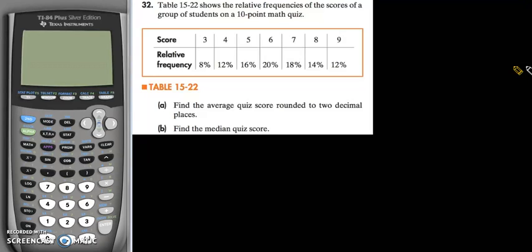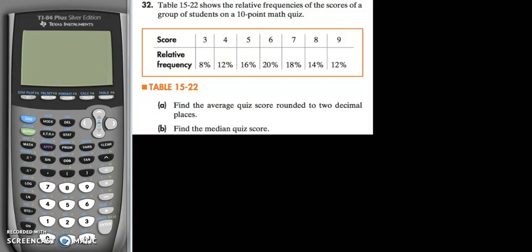Okay, so in 32, they ask us for the same thing, the average and the median. But then here, instead of giving us the individual list of how the scores went, they gave us one of these frequency tables. So we have to stop and think about what our list actually looks like. When this says 8% of people got a 3, 12% of people got a 4, let's imagine that this is 100 people, just because I know that this adds up to 100%, right? So that should be the total amount. So let's say this is 100 people.